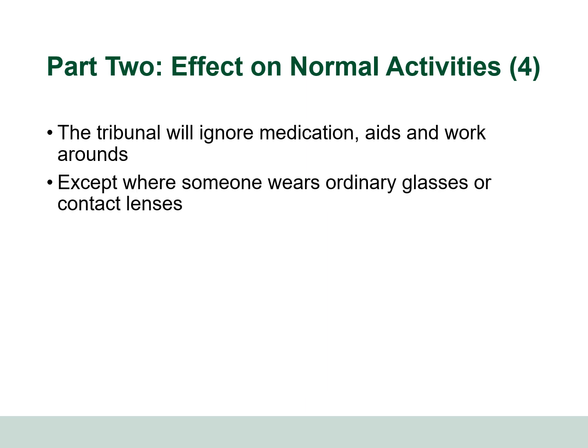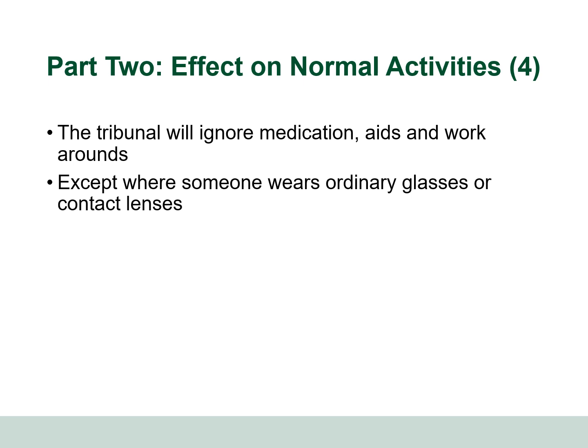When a tribunal assesses the effect an impairment has on a person's ability to do day-to-day activities, it will ignore any medication, aids, or workarounds that the claimant uses to help them manage. Another example is useful to understand this.